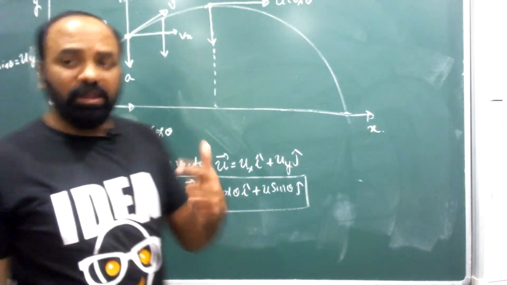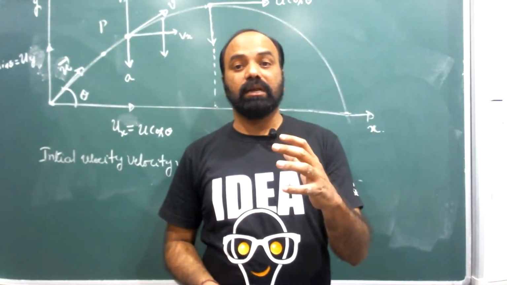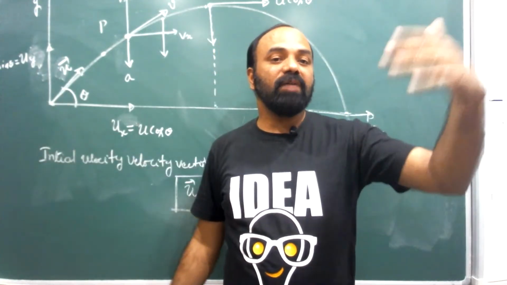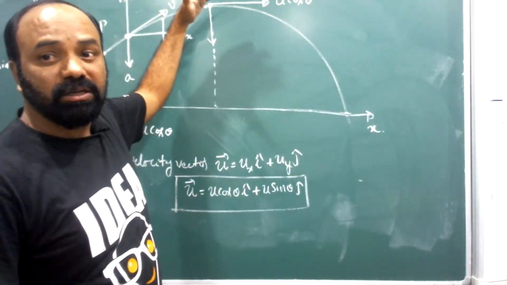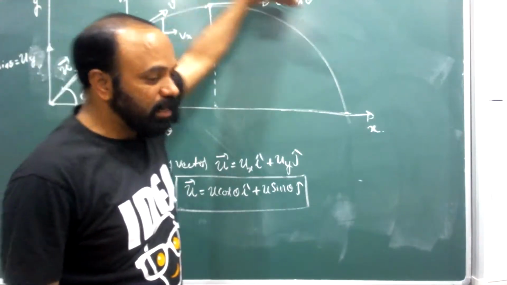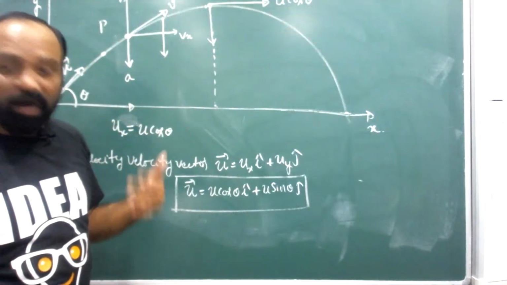Now, how will they frame the question here? What is the velocity of a projectile after t seconds? At 0 seconds it is here. When the time increases, what happens? The body moves in the upward direction till the maximum height. When the body reaches the maximum height, it changes direction again. So they may ask what is the velocity of the body after t seconds.